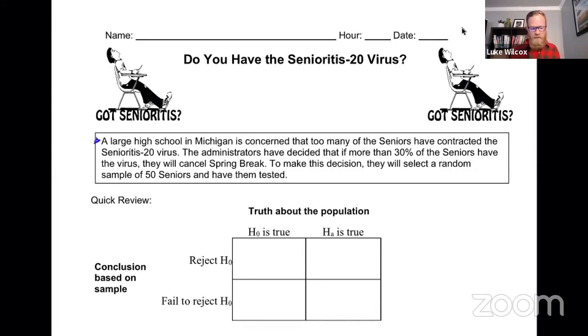It says, a large high school in Michigan is concerned that too many of the seniors have contracted the senioritis 20 virus. The administrators have decided that if more than 30% of the seniors have the virus, they are going to cancel spring break. To make this decision, they will select a random sample of 50 seniors and have them tested.